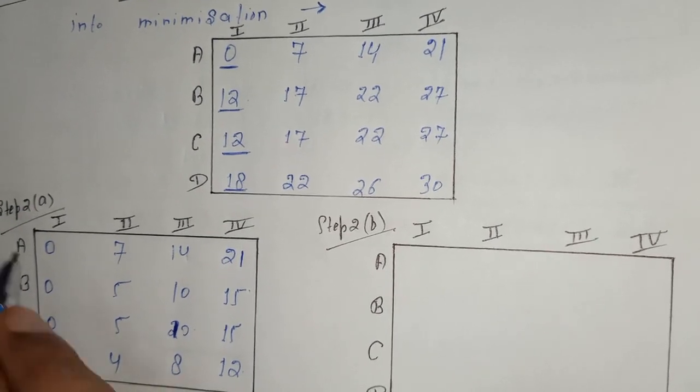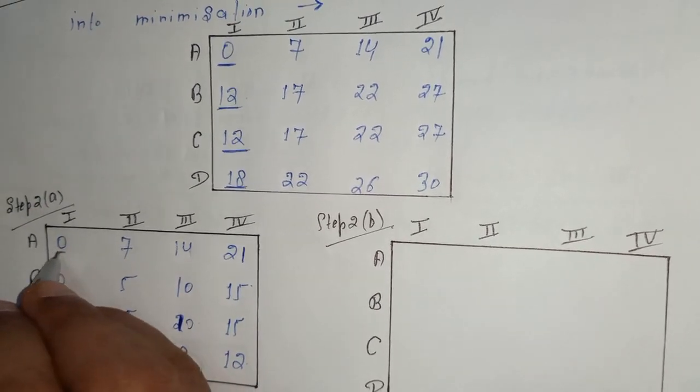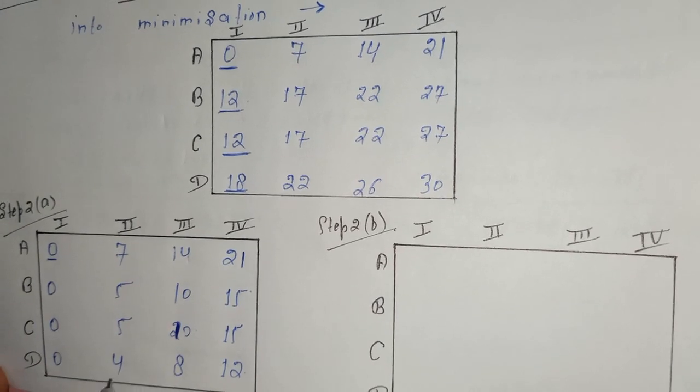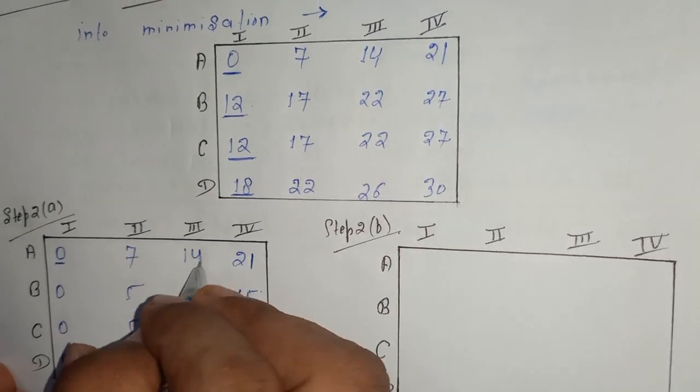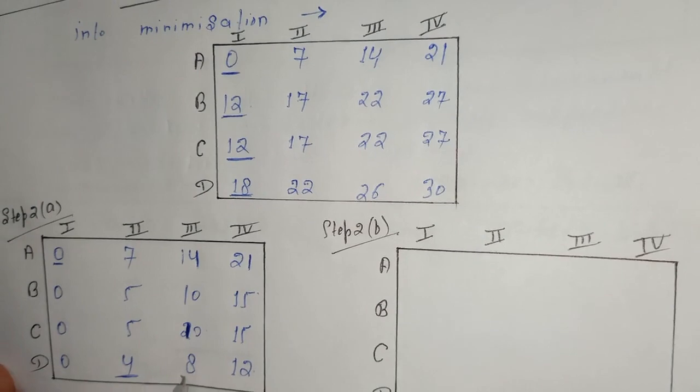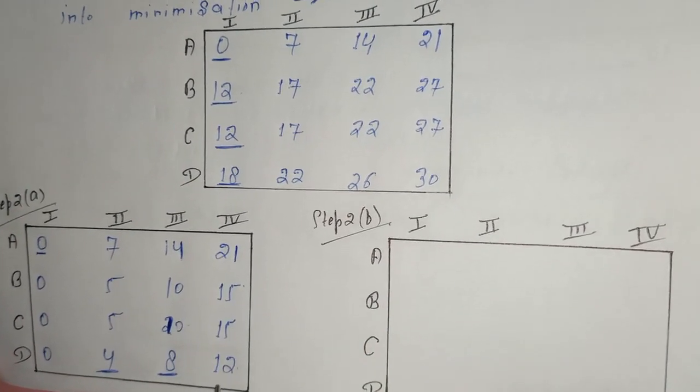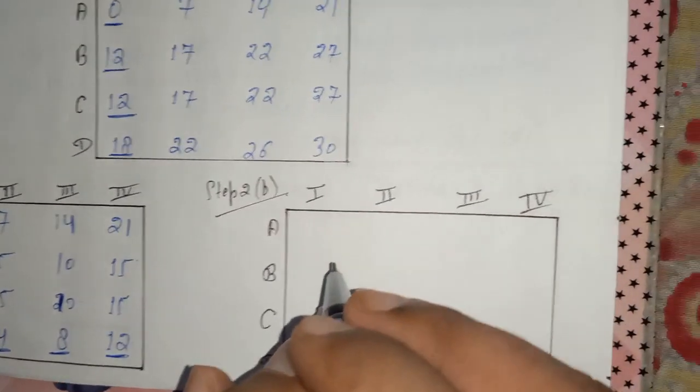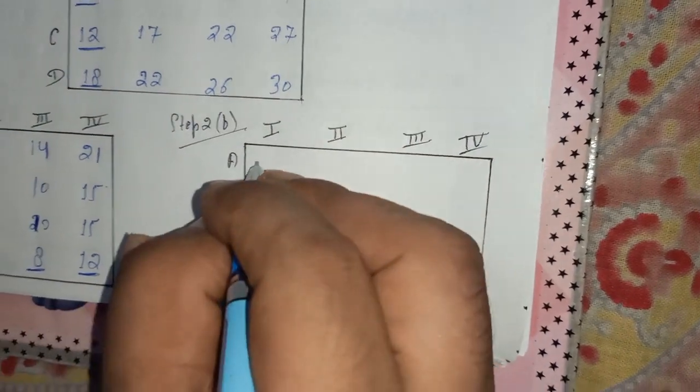Now repeat the same process for the columns. In the first column, the minimum is 0. In the second column, the minimum is 4. In the third column, the minimum is 8. And in the fourth column, the minimum is 12. So we have the new table as follows.